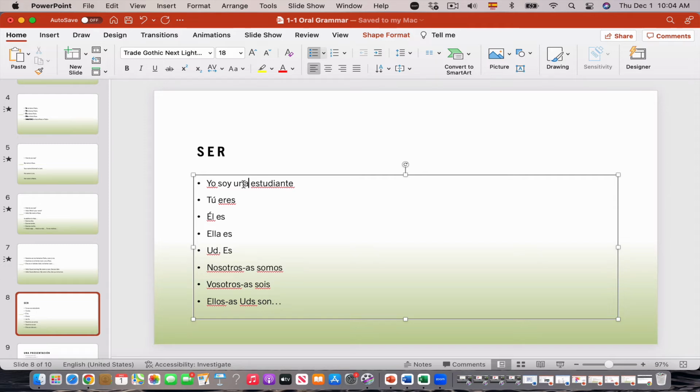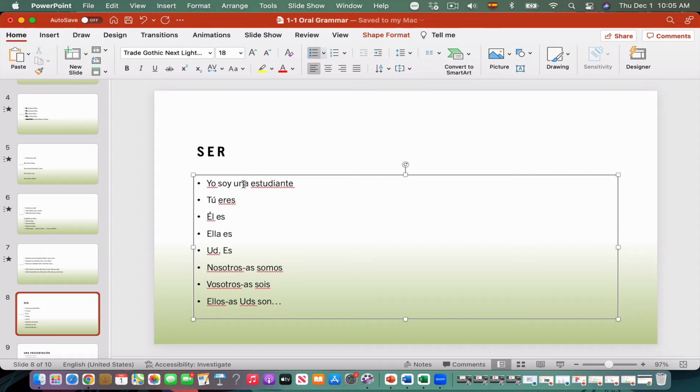Ella es, she is a student. Ella es una estudiante. Usted es, you, formal, one person. You are a student. Usted es una estudiante. Nosotros, if the group is all masculine, somos unos estudiantes o estudiantes. Okay? If it's all feminine, nosotras somos unas estudiantes. If the group is mixed, nosotros y nosotras somos unas estudiantes.